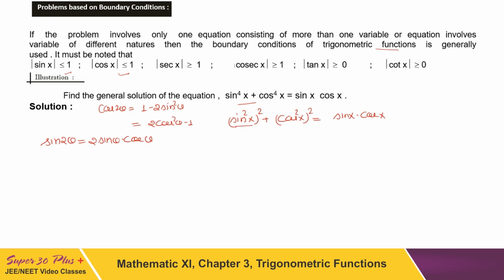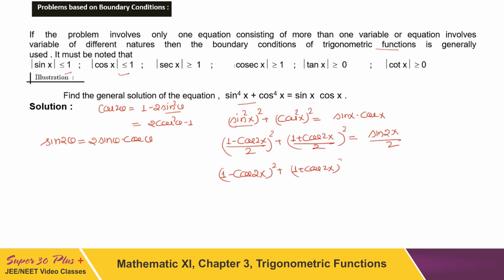Now apply it here. Sin square x can be written as 1 minus cos 2x upon 2, whole square. Similarly, cos square x can be written as 1 plus cos 2x upon 2, whole square, and sin x cos x can be written as sin 2x upon 2. Now simplify it. It is 1 minus cos 2x whole square plus 1 plus cos 2x whole square is equal to 2 sin 2x. Now again simplify it.